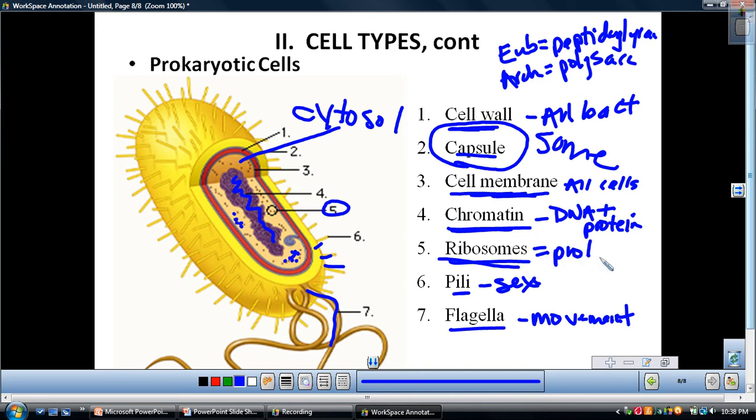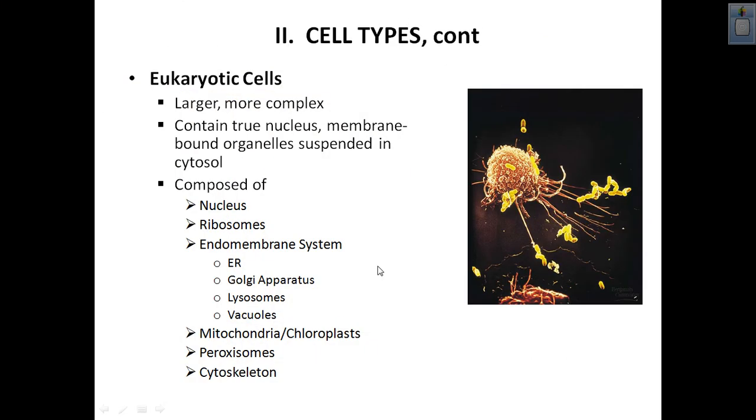So that's to make protein, I'm going to add that there. Pili are for sexual reproduction, they're all the hairy-like structures on the outside, and then flagella is for movement. Okay, that's your typical prokaryote.